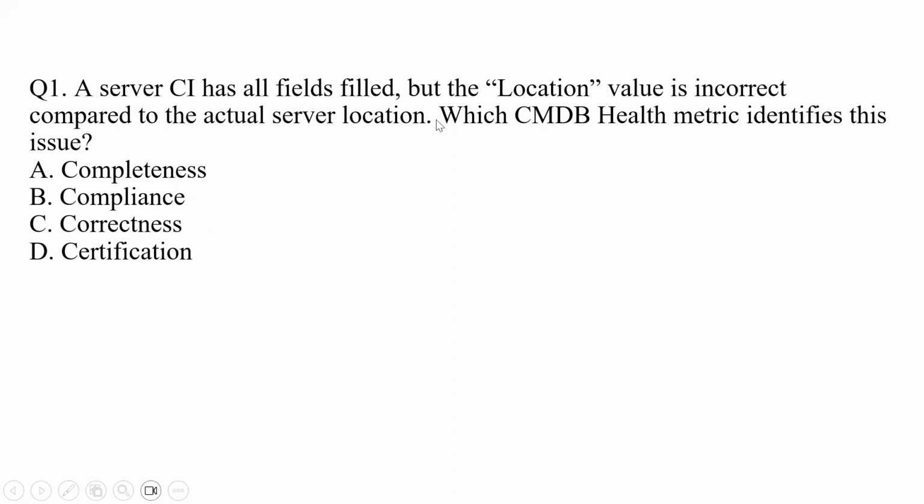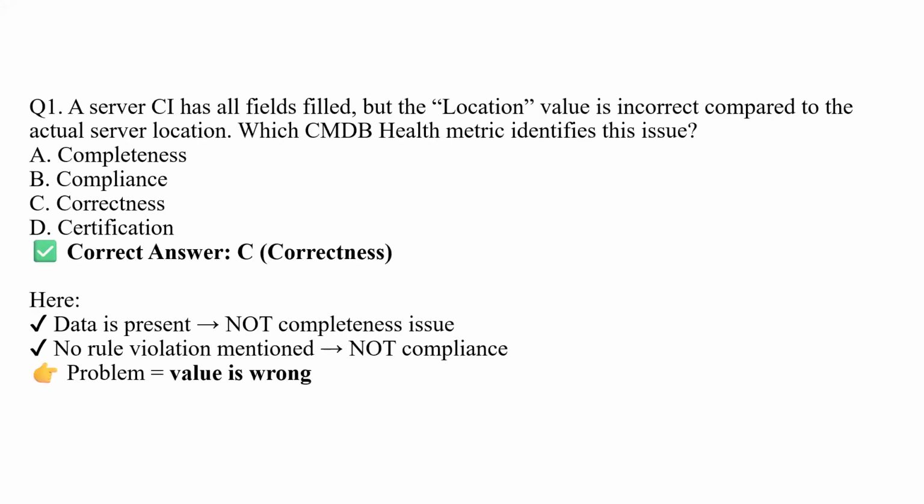And here the location value is incorrect, so it shows an incorrect location. So the answer is option C, correctness. The data is present, as we discussed already, the location is there, so it's not a completeness issue. No rule violation here, so it's not a compliance issue. Then the problem is the value is wrong.